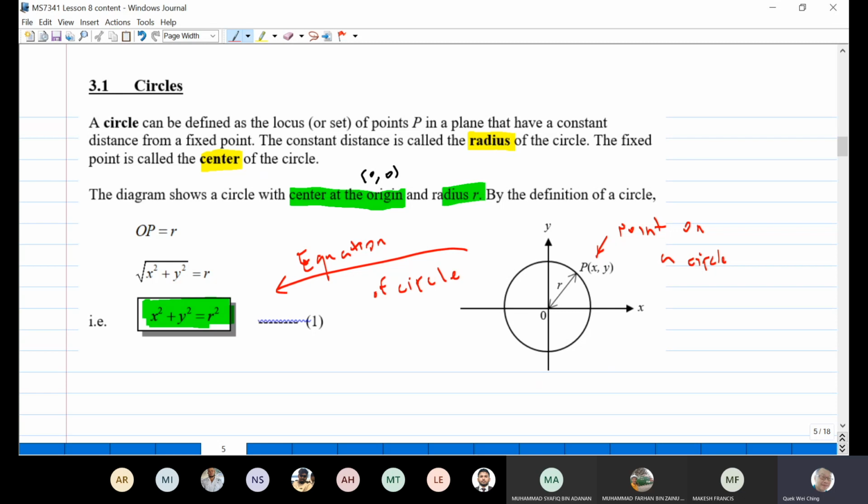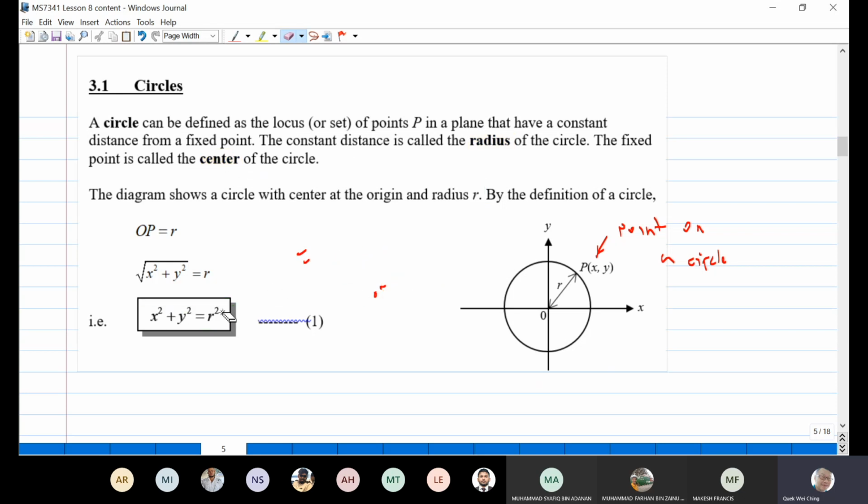So I am going to talk about how to find the equation of a circle. The circle has two very important things: one of them is the center and the other is the radius. For our center, our circle has a fixed point. You always fix it at 0, 0. So we always fix it at 0, 0. Center, origin means 0, 0.